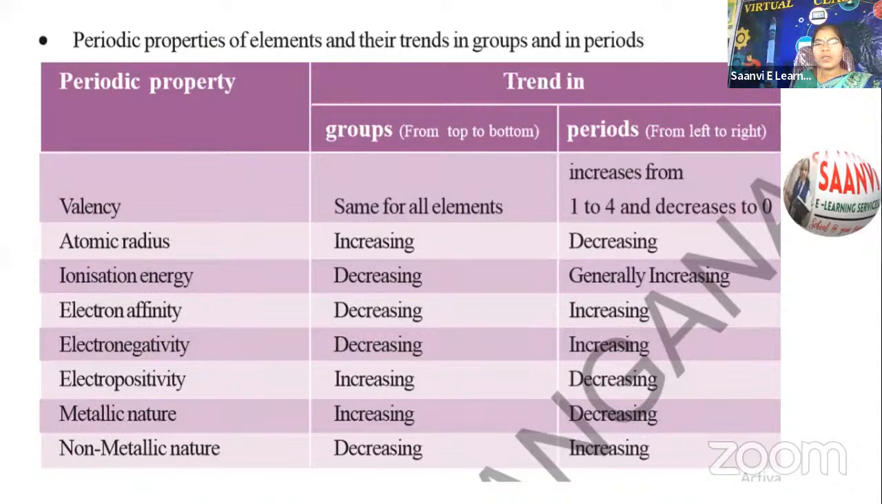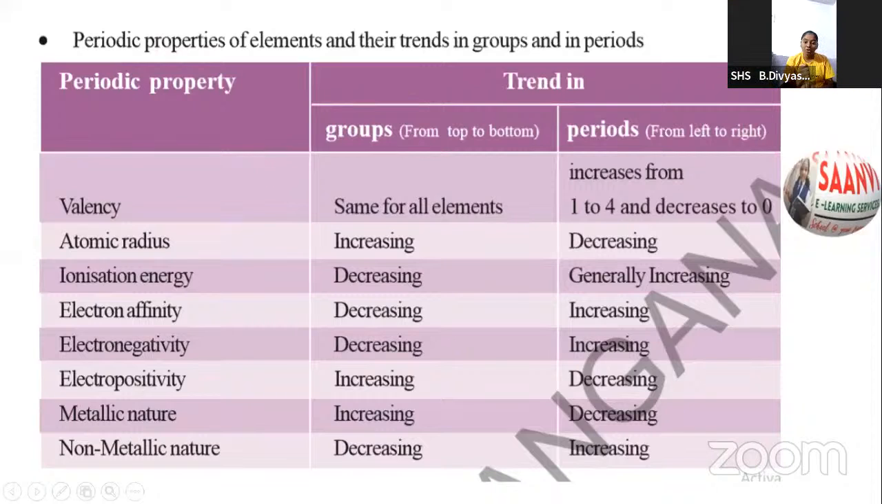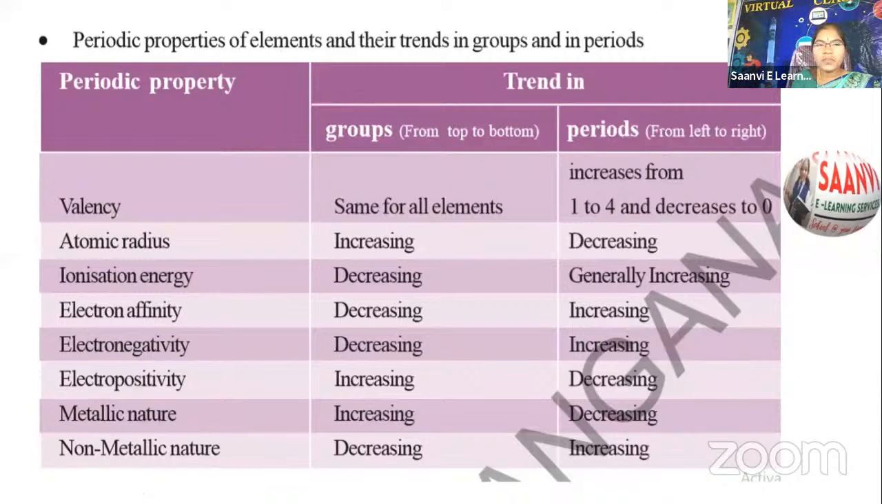Can anyone say what is atomic radius? Divyashree: The distance from the nucleus to the outermost shell of an atom is called atomic radius. Very good. The distance between the nucleus and the outermost orbital is known as atomic radius.